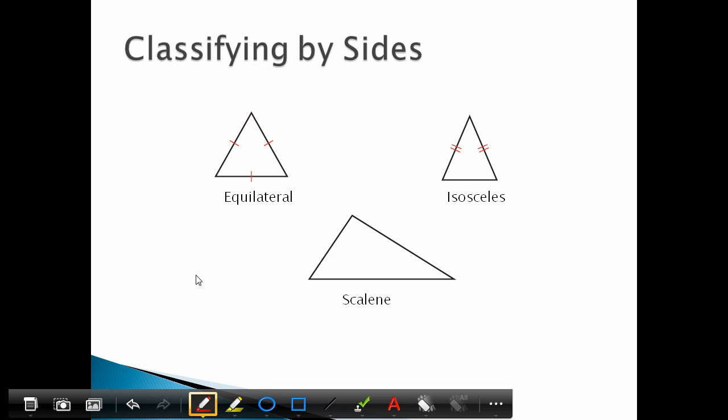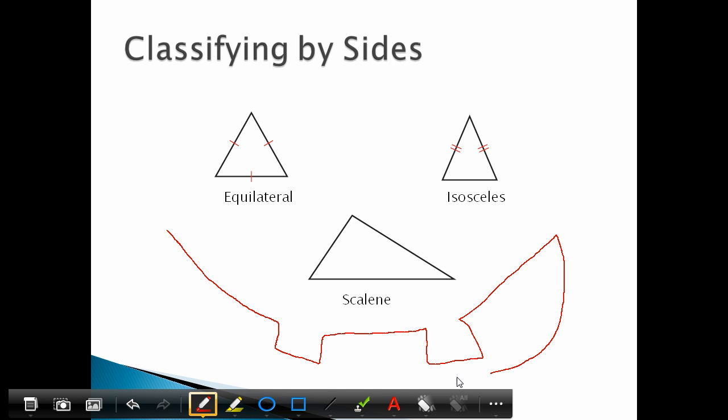And then we have scalene. Nothing's the same on scalene. It's any combination as long as nothing actually matches up. And if you put all three together, you get a nice little jack-o'-lantern. See, in the spirit of Halloween. Woo! Right. Classifying our triangles.